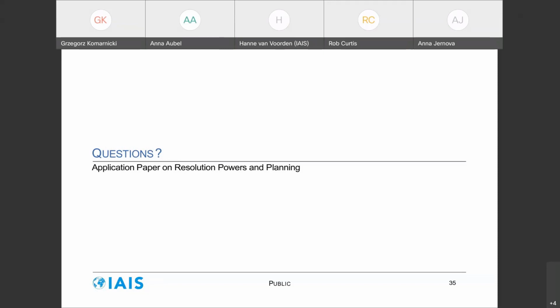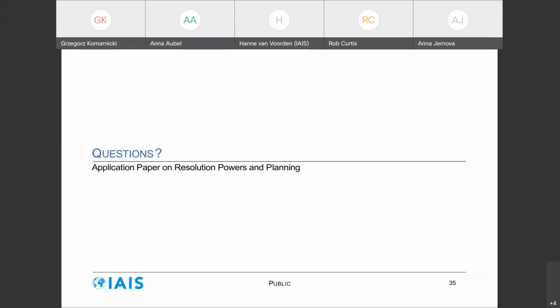Alex, I see one question coming in from Mark Radischer, I don't know if you can see it in the chat function. It's related to the work of the FSB. Yep, Mark has asked to elaborate on where the IAIS is relative to the FSB, noting that the FSB typically refers to insurance to be a bit lagging in implementation of resolution measures and regimes.